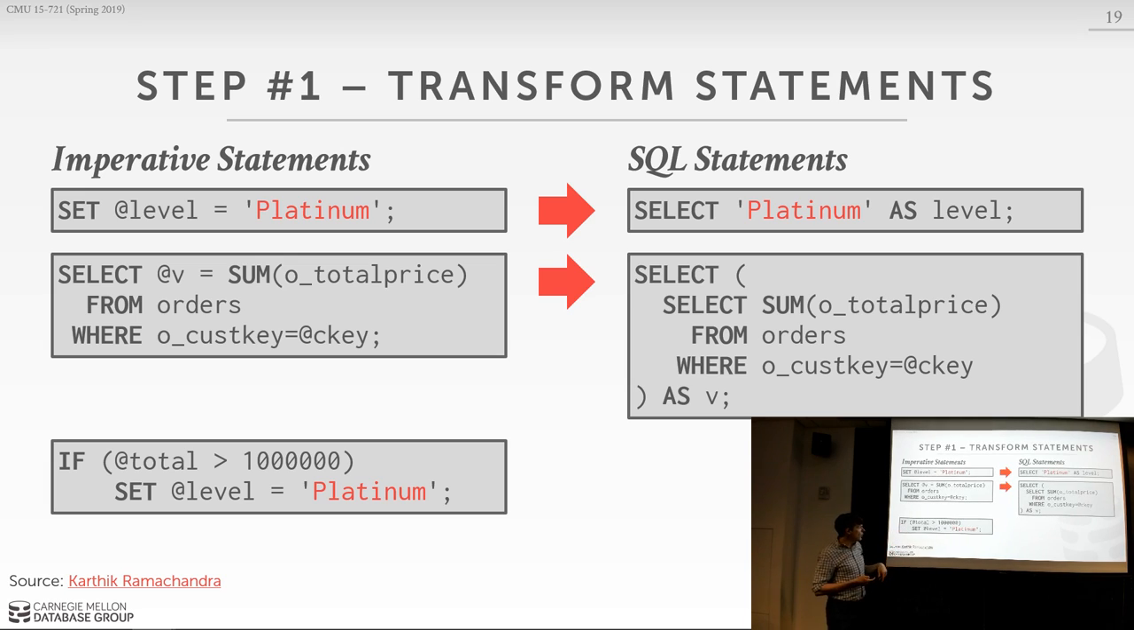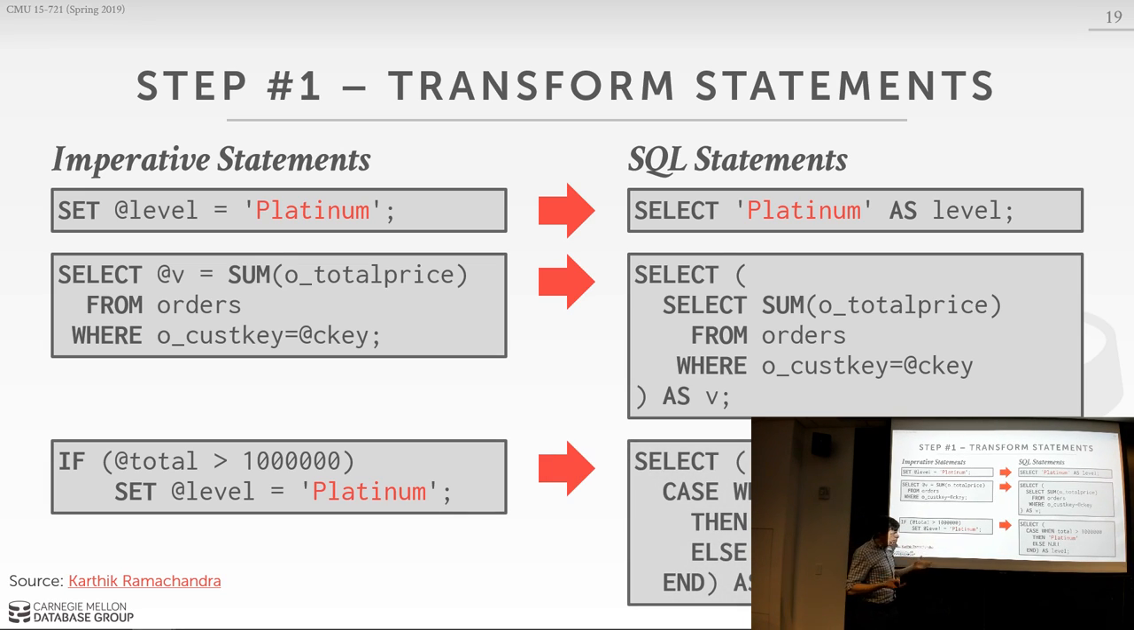Last one we have, if total is greater than a million, set it to level, right? We can rewrite this to be a case statement. Case when total greater than 1 million, then output platinum, otherwise null. Right? I'm showing null here because there's nothing else that comes after this. And again, this is a tableless select. We're doing this computation without having to do any table. We assume that this total value is going to come from somewhere else. Right? It's going to come from up here.